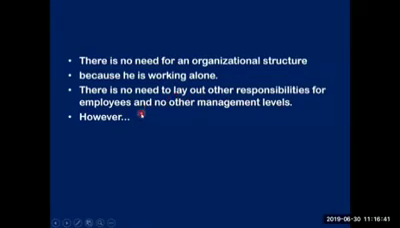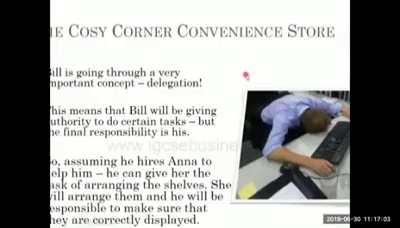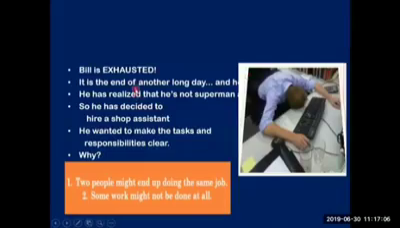For this sole trader business, Bill Murray does not need any organizational structure because he is working alone. There is no need to lay out other responsibilities for employees and no other management levels. However, Bill is exhausted. It is the end of another long day, and he has realized that he is not a Superman and he cannot perform all of the work by himself. So he has decided to hire a shop assistant. He wanted to make the tasks and responsibilities clear.